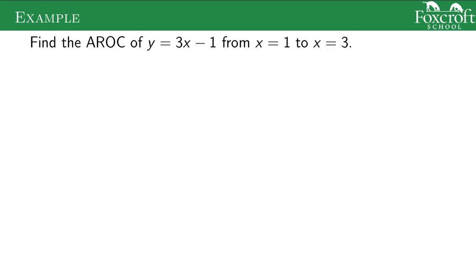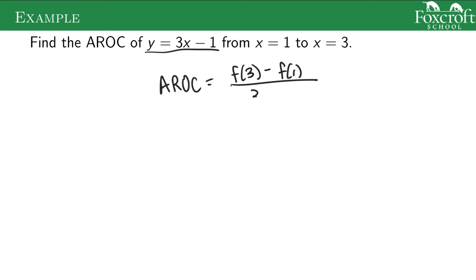All right, so we want to find the average rate of change of this function, y equals 3x minus 1, from 1 to 3. What we're going to do is think about our formula. The average rate of change is f of 3, which is b, minus f of 1, which is a, over 3 minus 1. And to simplify the process, you could do it all in this one equation up here, but I'm going to go to the bottom.